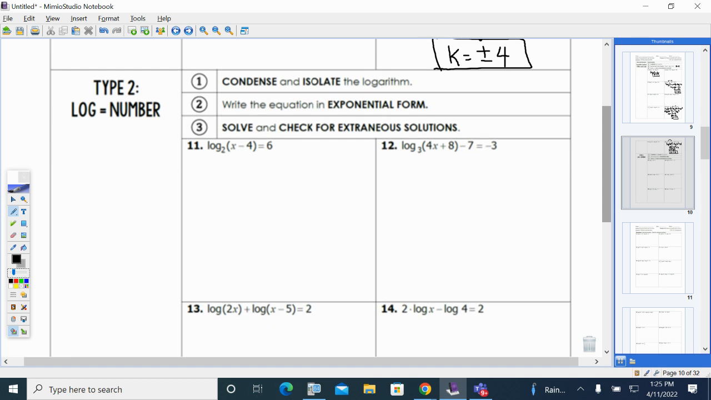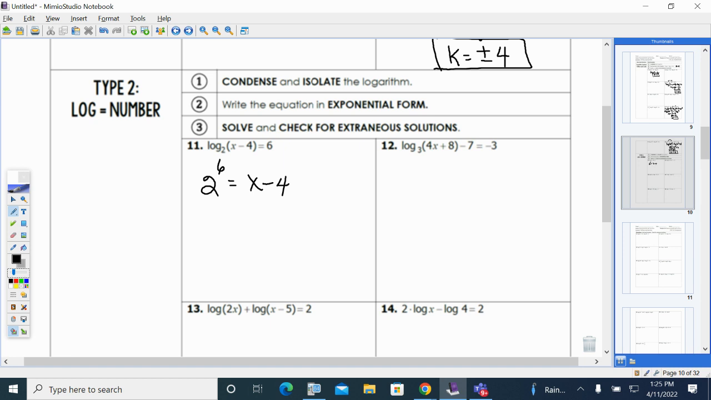So looking at example number, let's look at number 12. Actually, let's not. Let's look at number 11. Number 11 says log base 2 of x minus 4 is equal to 6. So what I want to do here, I have a log equals a number. I'm going to change it to exponent form. So exponent form, the base on the log is the base on my exponent. And then the 6 is your exponent is equal to the x minus 4. And then we just solve and check.